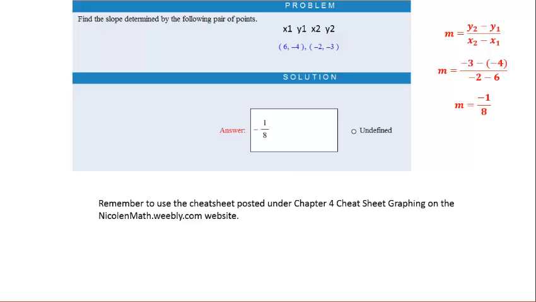You substitute in, make sure to label your points first so that you don't get them rearranged halfway through. In this case, I have m equals negative 3 minus negative 4 over negative 2 minus 6. And we wind up with m equals negative 1/8, or slope equals negative 1/8. And that's all they're looking for here.